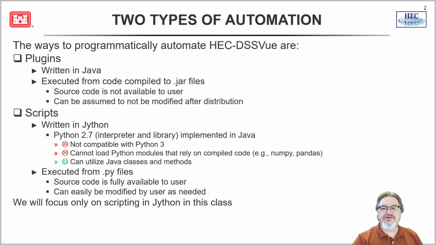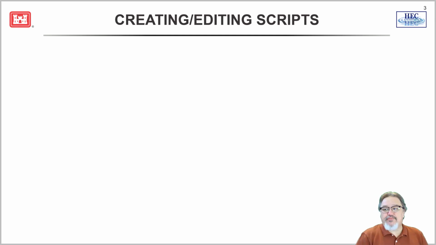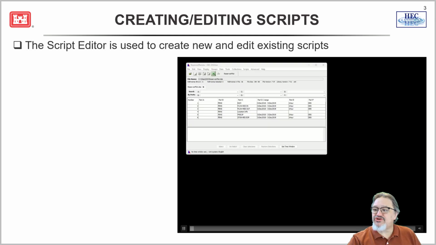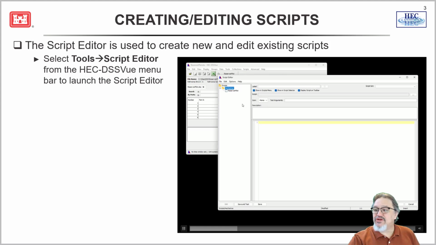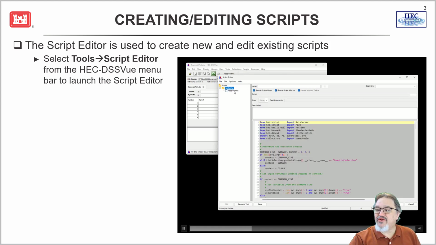The other thing we're going to do in this session is talk about creating and editing scripts. So we're going to get into the script editor in detail in the next session. However, let's look at how we would launch the script editor and basically how we would just use it enough to edit a script or to create a new script. So to launch the script editor, you select Tools, Script Editor from the menu bar. To edit a script, you select the script to edit from the top of the tree pane.